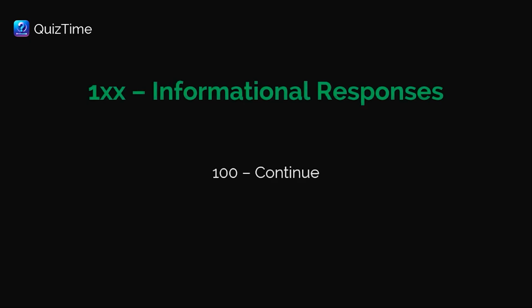First, we have codes starting with 1. These codes mean that the request was received and the server is still processing it. These are rarely used in APIs. For example, 100 continue. Here the server is telling the client, I got your request, keep going.